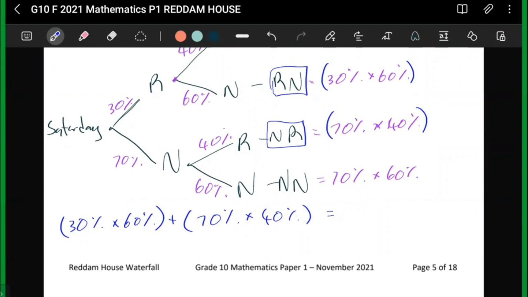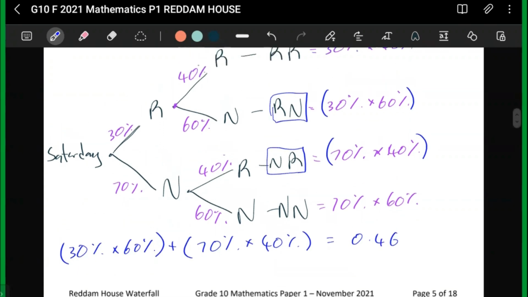So in our calculator, this is giving us 0.46, which is a-okay. Nothing bad there. Everything seems to be okay.